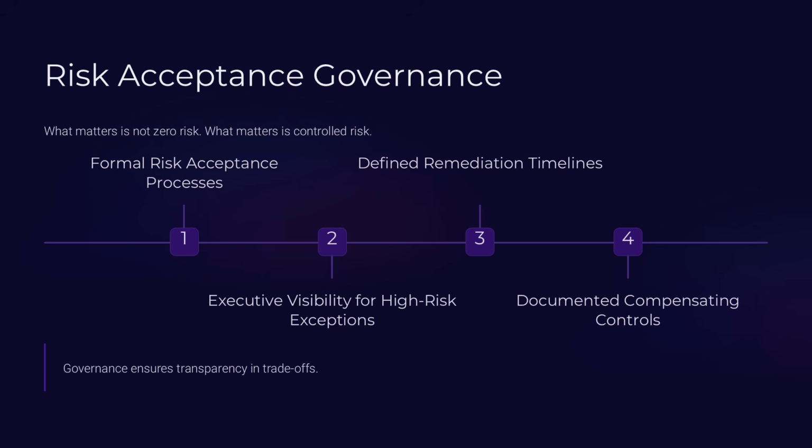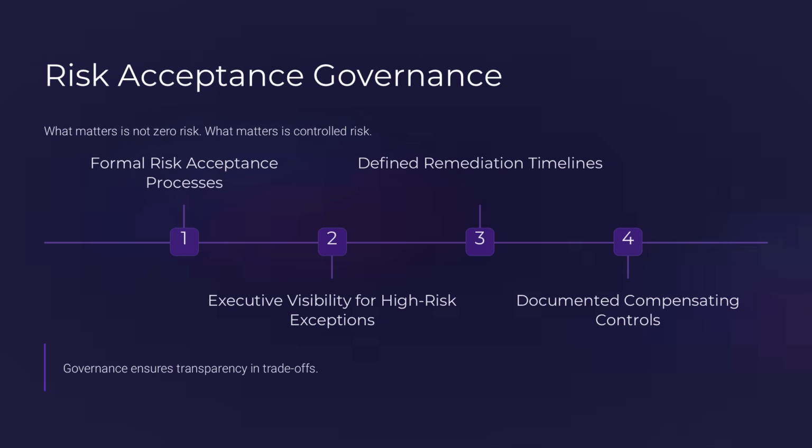There will be situations where vulnerabilities cannot be remediated immediately. What matters is not zero risk. What matters is controlled risk. You must establish formal risk acceptance processes, executive visibility for high-risk exceptions, define timelines for remediation, clear documentation of compensating controls. If developers can override security findings without oversight, your secure SDLC collapses under pressure. Governance ensures transparency in trade-offs.